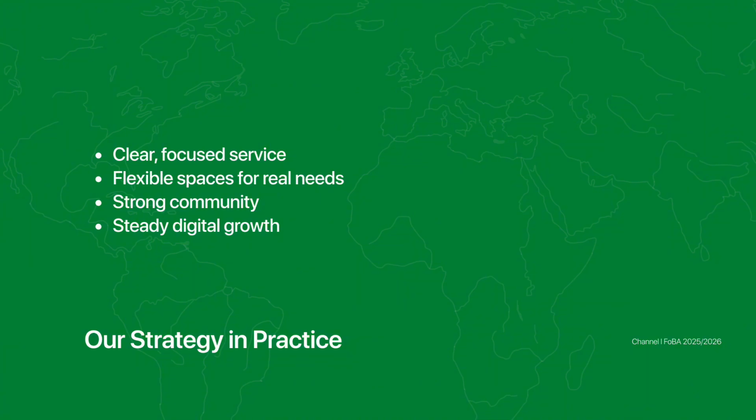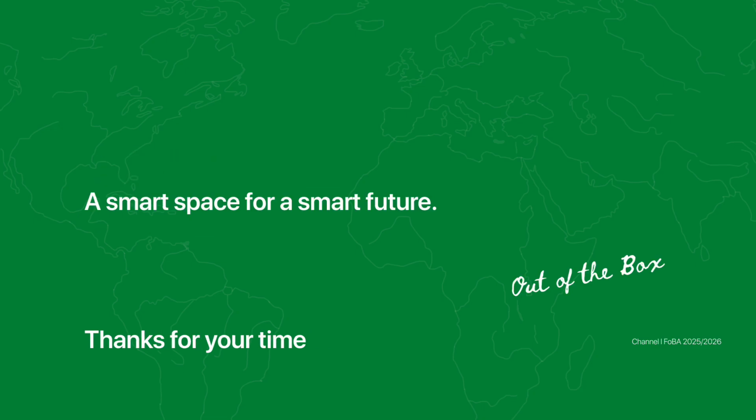And third, we grow digitally. Our app, our bookings, and our data help us improve every month. Everything we do stays consistent with the structure we chose, the mission of Out of the Box, and the real needs of the students. This is how we create long-term value step by step. A smart space for a smart future.